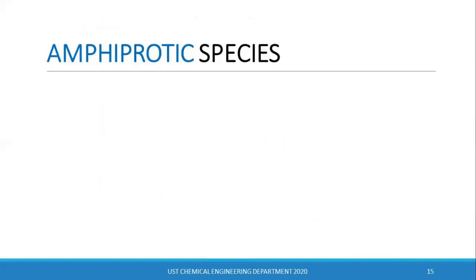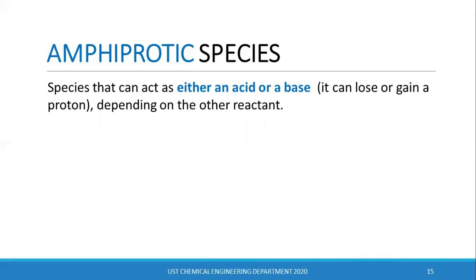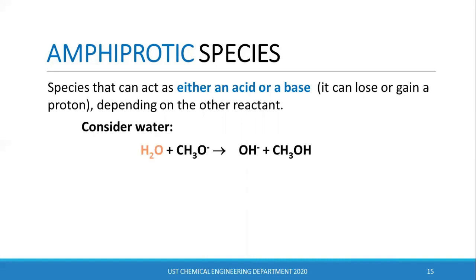Next, let's introduce the concept of amphiprotic species. When we say amphiprotic, it means that it can either act as an acid or base. Using the Bronsted-Lowry definition, it can donate or accept a proton. Considering water as an example, in this reaction, water is considered as an acid as it donates a proton or a hydrogen ion. On the other hand, in the next reaction, it can be seen that water accepts hydrogen ion. Thus, it is considered a base. Because water can act either as an acid or base, water is considered amphiprotic.